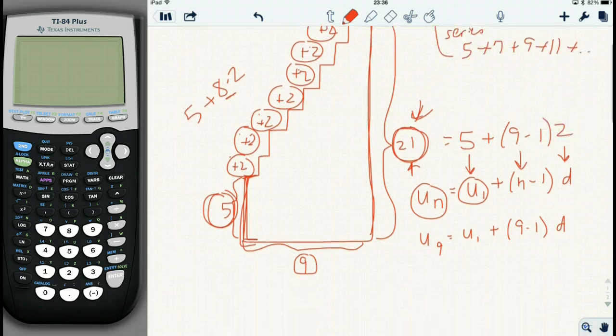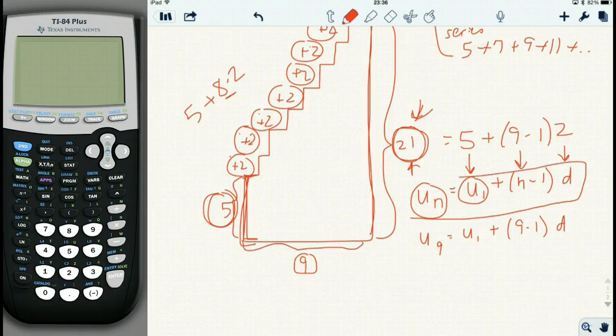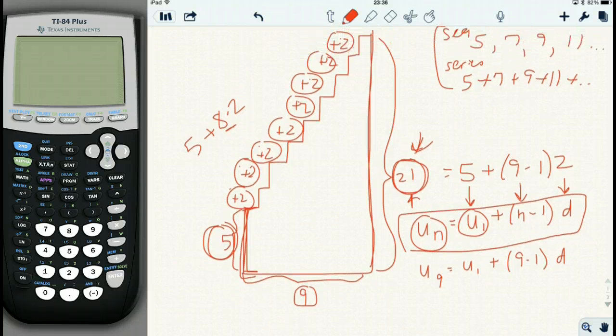Okay, so you can see how the equation un equals u1 plus (n minus 1) times d, which is on your formula sheet, is very similar to what you did in your investigation. If you wanted to calculate the right side without actually counting the right side, you would count the left side, and then you would count how many steps there are, and then you would multiply times how many steps.